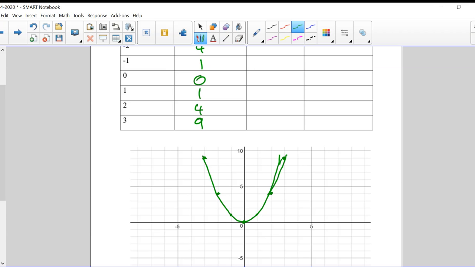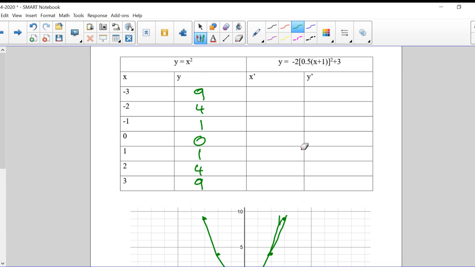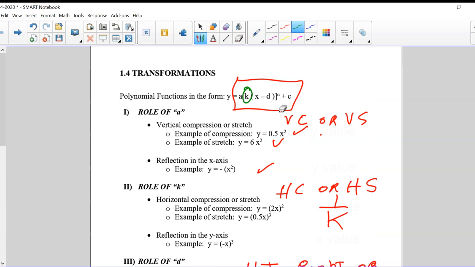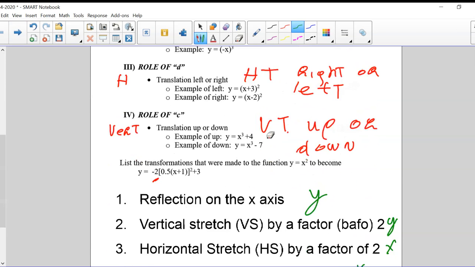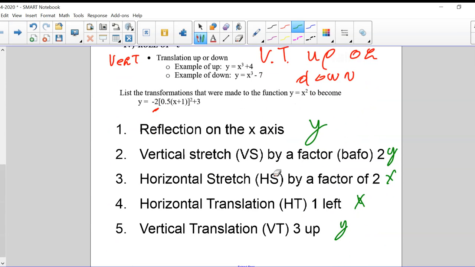Okay, now let's transform it. Let's do all this vertical stretch and horizontal everything. Now, if you go back to the previous page, let's focus on the things that affect the x's. The horizontal stretch and the horizontal translation. Just those two things affect the x's. Everything else affects the y. This affects the y, this affects the y, and this affects the y. The stretch and the translation affect the x.